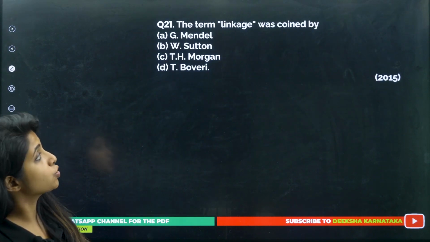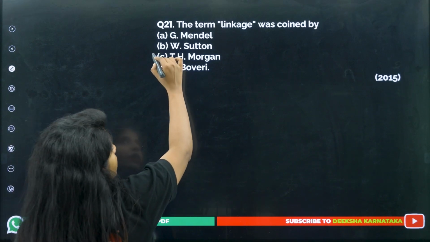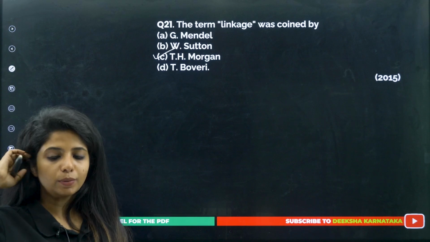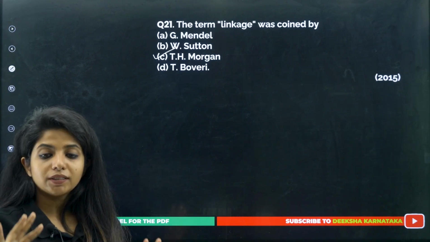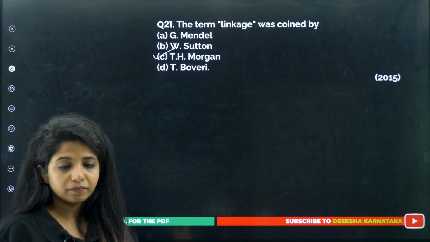The term linkage, as I just said, was coined by Morgan. His student Alfred was working on recombination frequency and gene mapping. That is something different, but Morgan was the person who coined the term linkage.